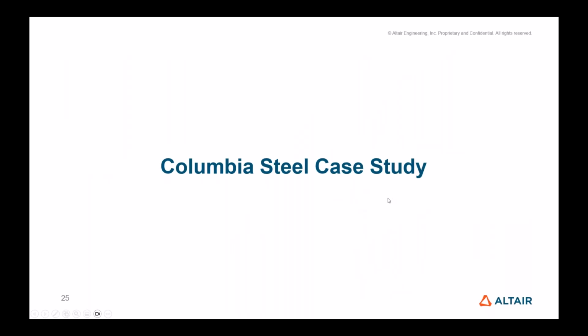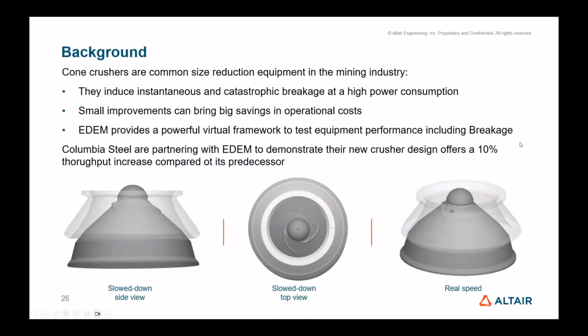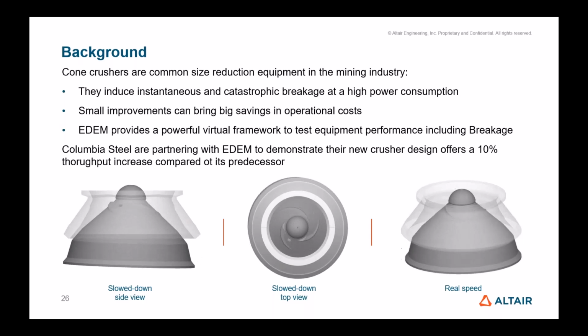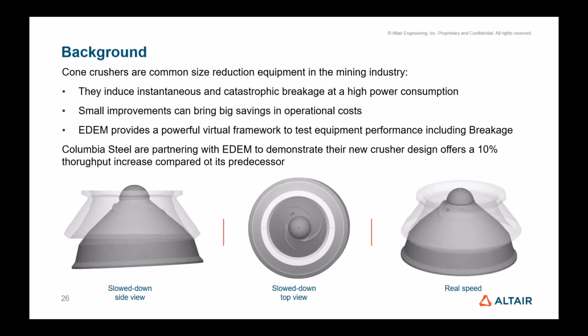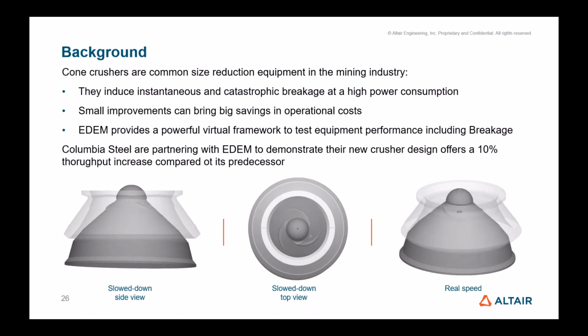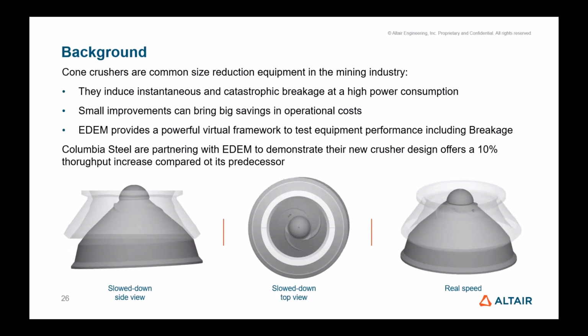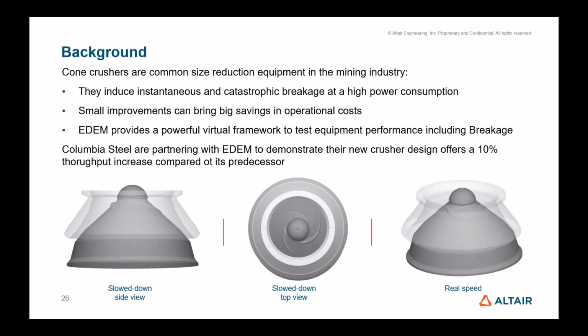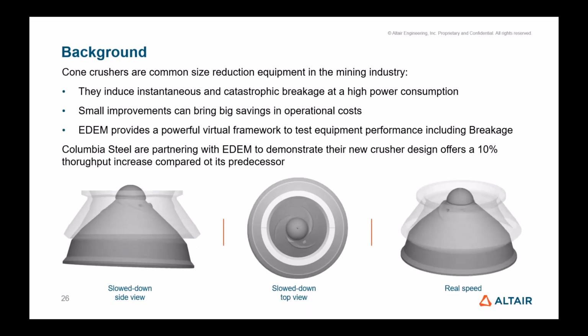And now I will finish up with a quick example from Columbia Steel, a customer we collaborated with some time ago for this great case, which is about one of their cone crusher designs. A little bit of background on this case. So cone crushers, in case you do not know, are a very common size reduction equipment, especially in the mining industry, but in other sectors as well. They come in different sizes, and they induce what we call catastrophic breakage to the material. So they're very harsh on the particles that go through them. This means that there is a high operational cost in terms of power consumption, but also in terms of life of the equipment. So as I said before, any small improvements that can be done to this equipment bring big savings on the operational costs.